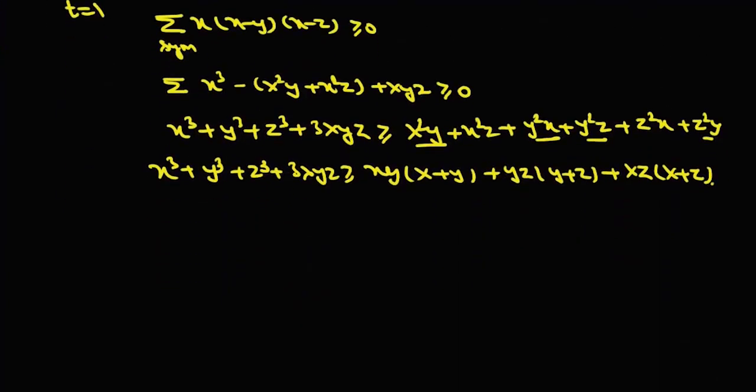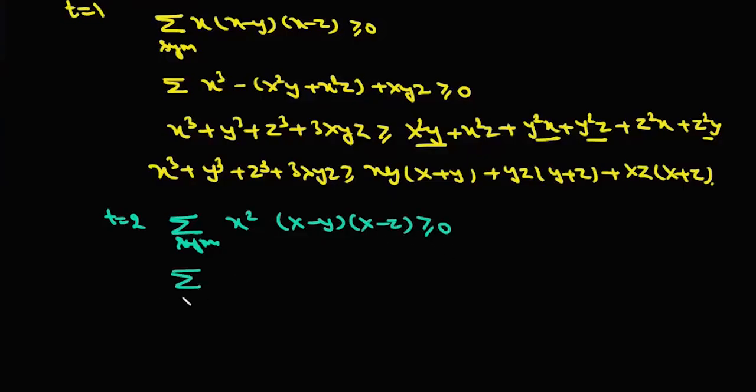And if we take t as 2, then it will be this symmetric sum of x square, and this is x minus y, x minus z, greater than or equal to 0, or x square, and this is x square minus y plus zx plus yz greater than or equal to 0.